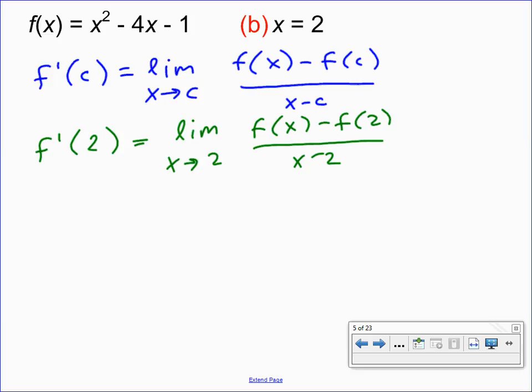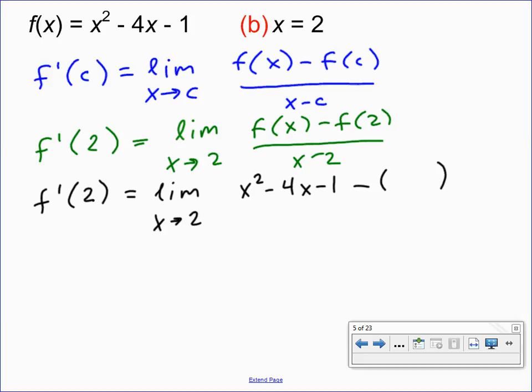And we know these things. We know what f of x is. So f prime of 2 must be given by the limit as x approaches 2 of, what's f of x? Well, that's x squared minus 4x minus 1, minus, what's f of 2? Well, we need to figure out what f of 2 is. So we'll go to our original. F of 2 is 2 squared is 4, minus 8 is negative 4, minus 1 is negative 5. So f of 2 is negative 5, all over x minus 2. There's my x value of concern.